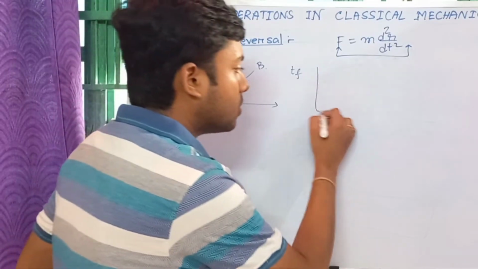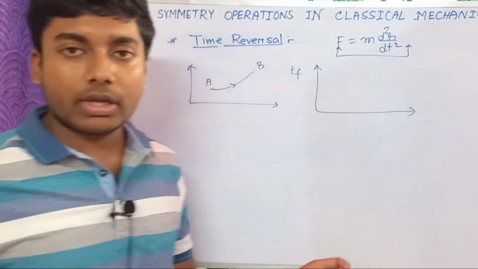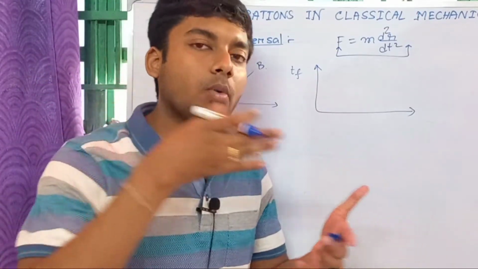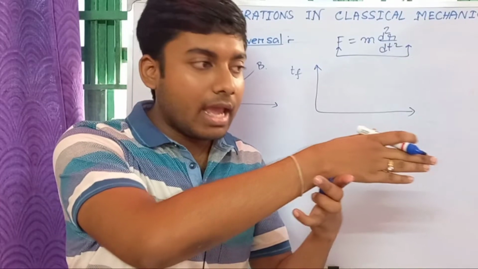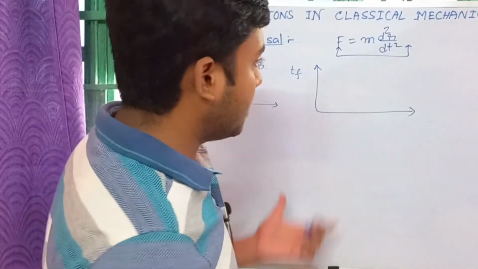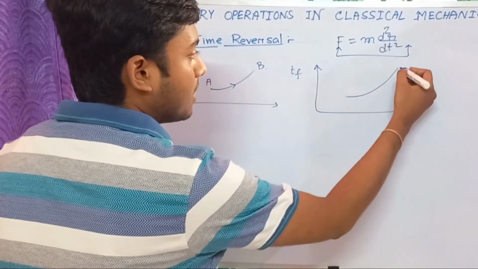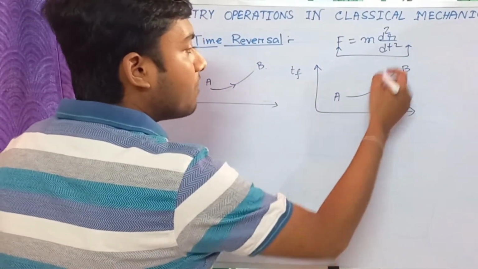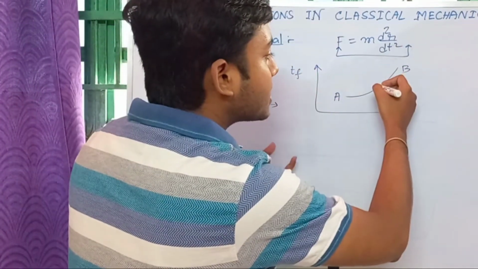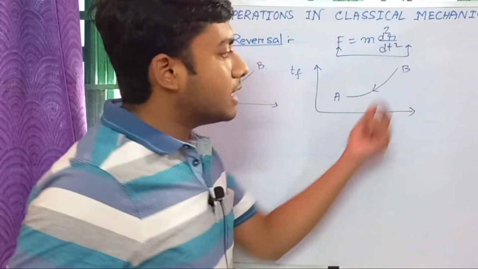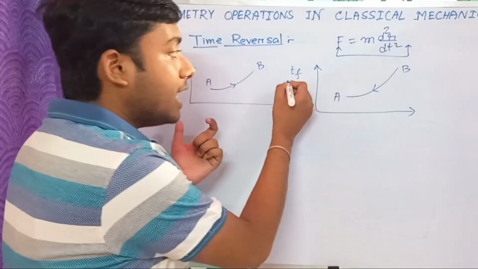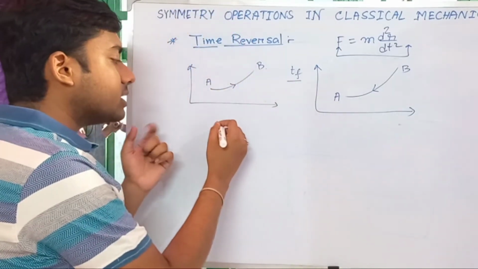Now suppose we are reversing the time. This is not actually possible in our physical sense, because we can go only in one direction along the time axis. We cannot reverse back in time, but theoretically we can do it. If we reverse this process, this is B, this is A. The two points are the same, the initial or final. We are just reversing the process from B to A after tf.